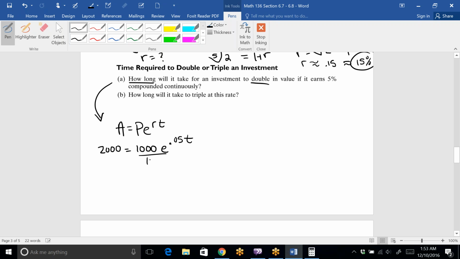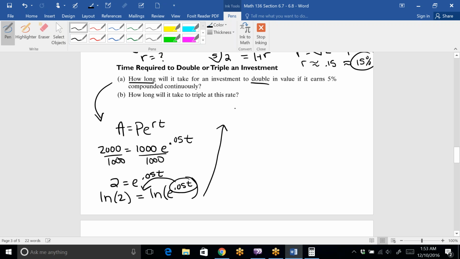So I'm going to divide the 1,000 over first. So that would be 2 equals e to the 0.05t. I'm actually going to use natural log because I have a base e. And there's a reason for that. So let's do natural log. Then we can pull this power by using the log rules to the front. So this would be natural log of 2 equals 0.05t times natural log of e.